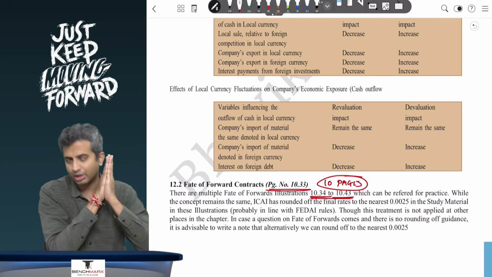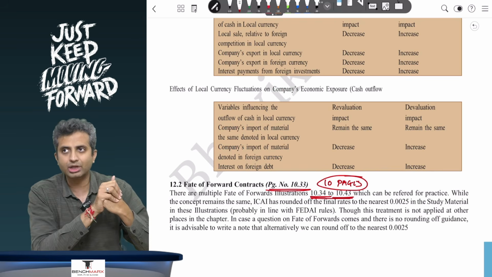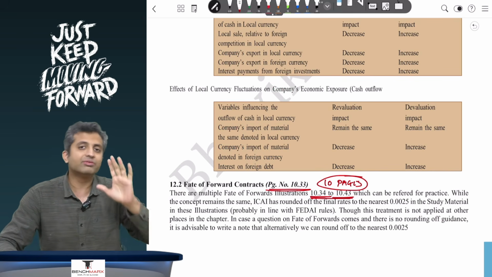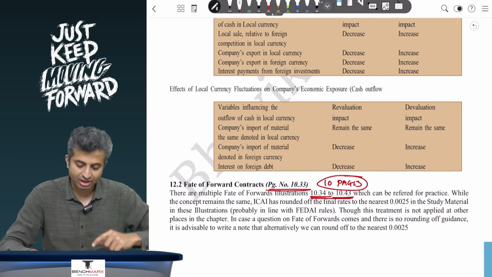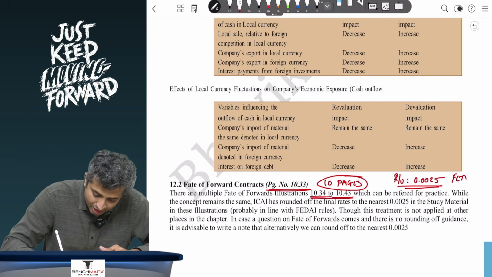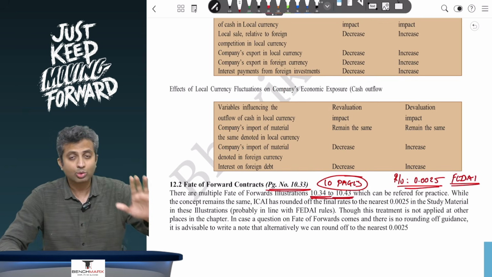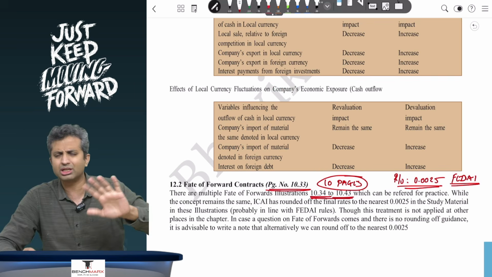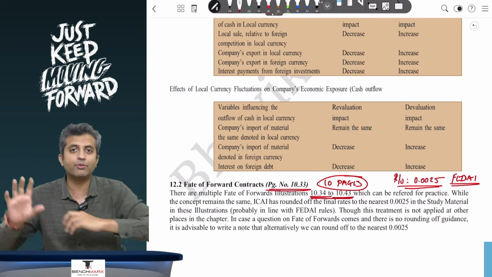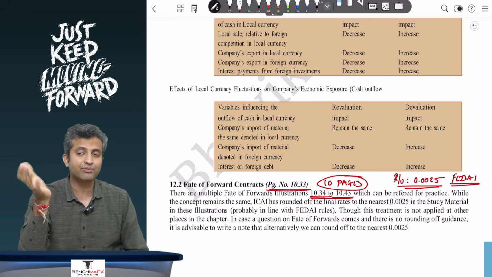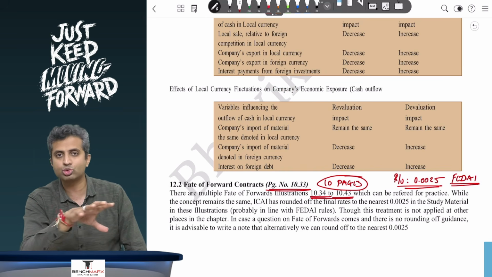Now, the problem from a student standpoint, where there is not so much clarity, is in all of these questions. If you see, the institute has rounded off the rates to the nearest 0.0025. This is as per the FEDAI, Foreign Exchange Dealers Association of India, guidelines, and this is done in the study material. The problem is that in similar questions that have come in the past in the exam, or in the RTPs, or even in the older materials, this rounding off to 0.0025 was not necessarily done. So this opens up the question: if it comes in the exam, do I have to round off the rates to the nearest 0.0025?